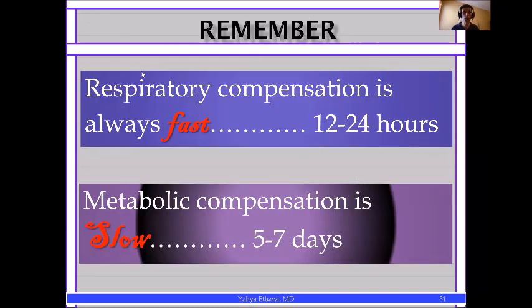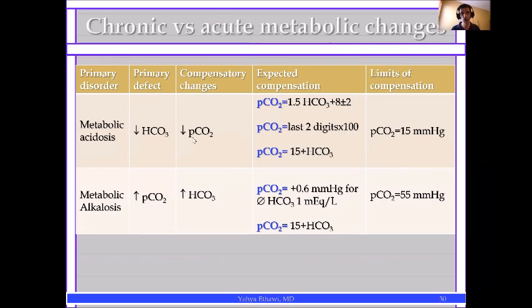Now, it's very important to remember, respiratory compensation is fast, which occurs within about 12 to 24 hours, while metabolic is slow. And therefore, it mostly has nothing to do with the chronicity. Because acute is within a short time, chronic with a longer time. It takes always 5 to 7 days to correct itself. And therefore, if you look at here, the metabolic changes are not good with the chronicity.